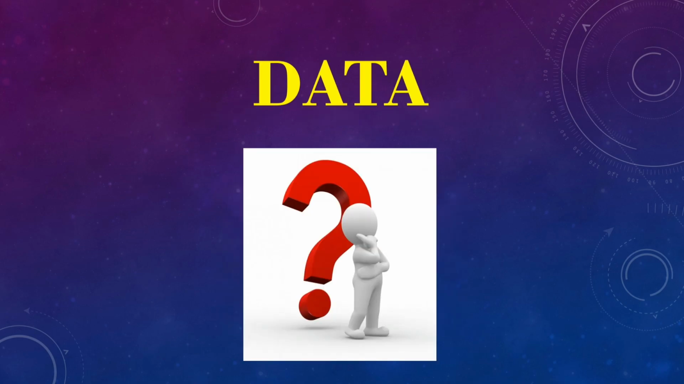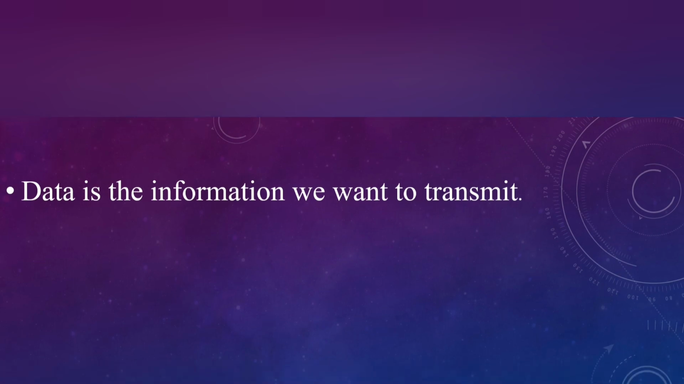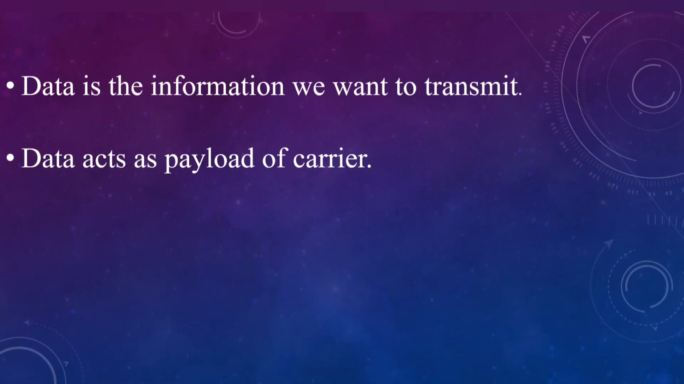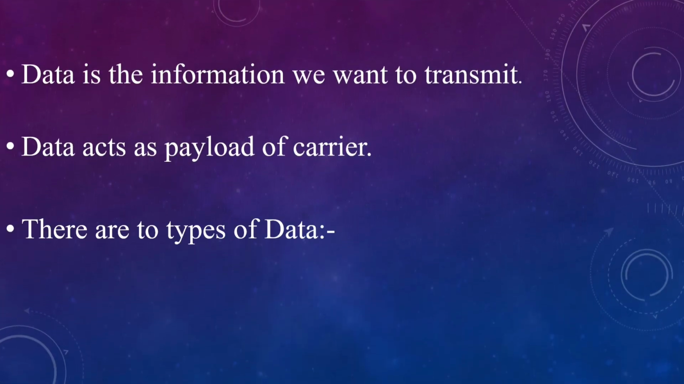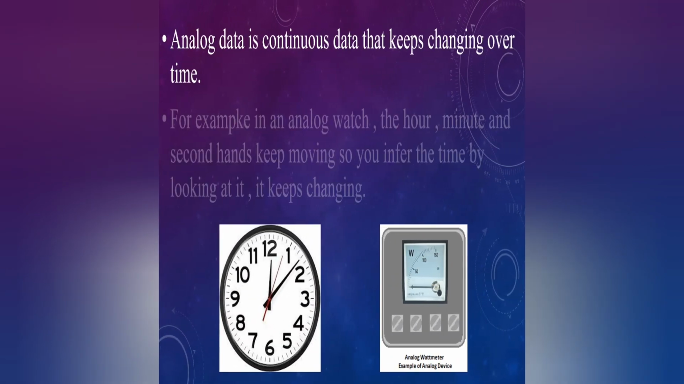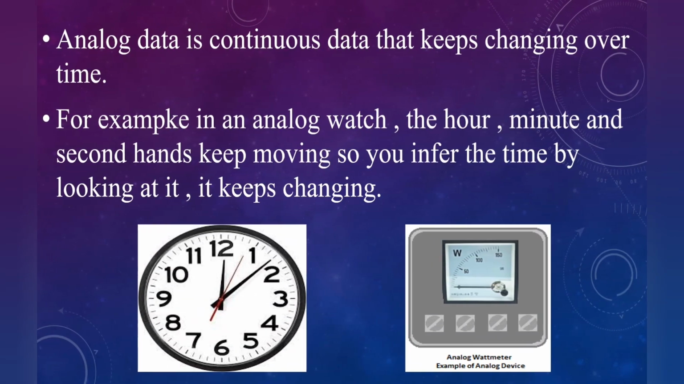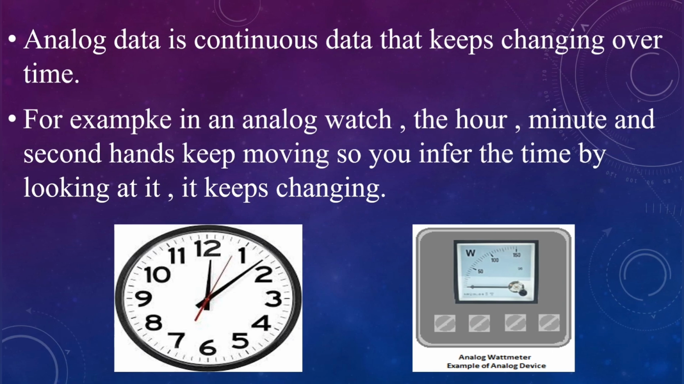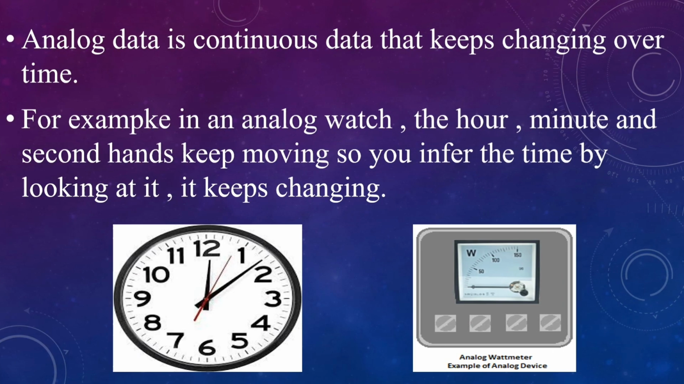What is data? Data is the information we want to transmit. It acts as payload of carrier. There are two types of data. First, analog data. Second, digital data. Analog data is continuous data that keeps changing over time. For example, in an analog watch, the hour, minute, and second hands keep moving, so you infer the time by looking at it. It keeps changing.